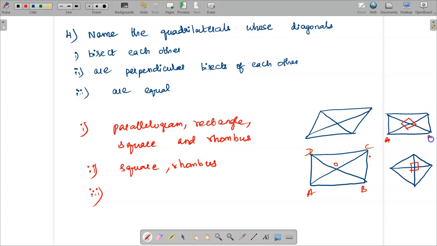Similarly in square also, right? So if you take midpoint as O, OA equal to OB equal to OC equal to OD. Okay, so the diagonals are equal in rectangle and square. Okay, so this is the answer for the fourth question.